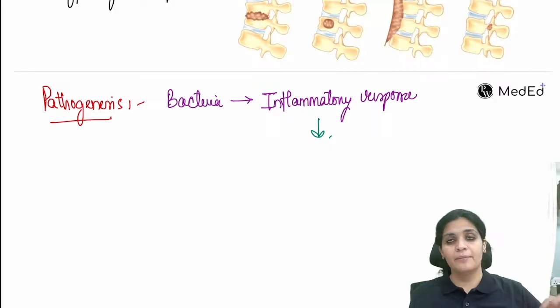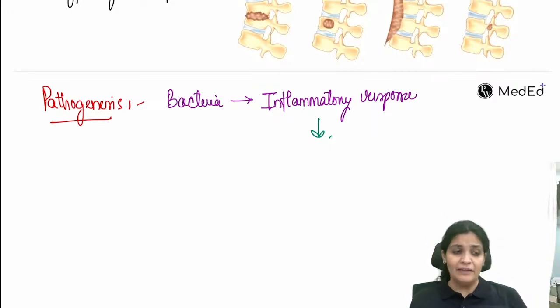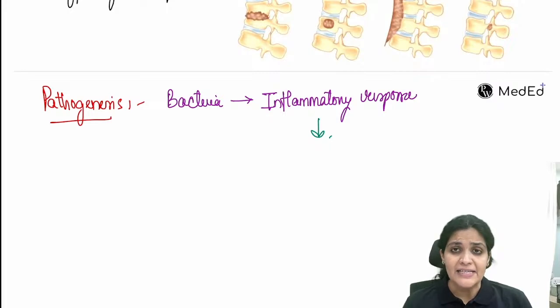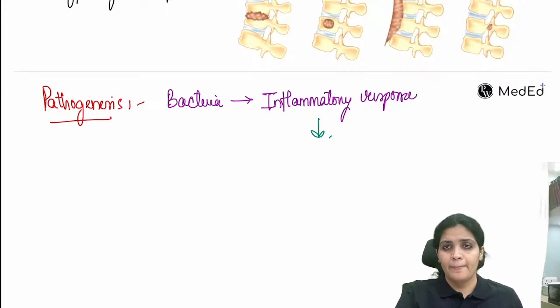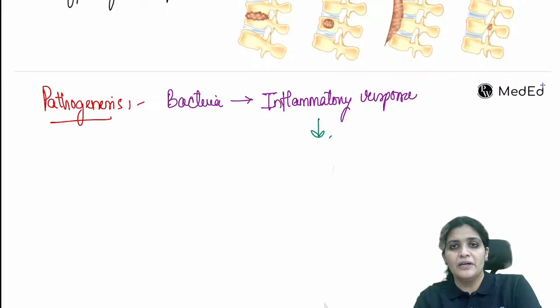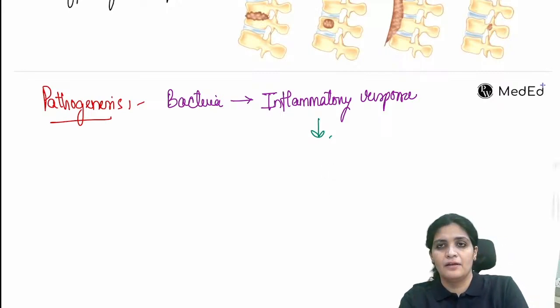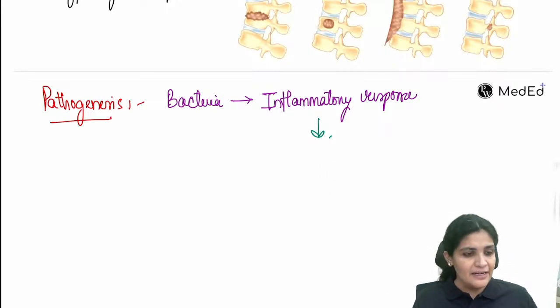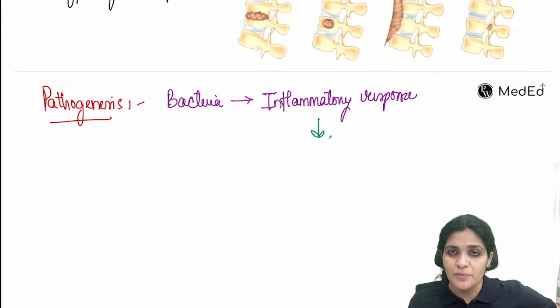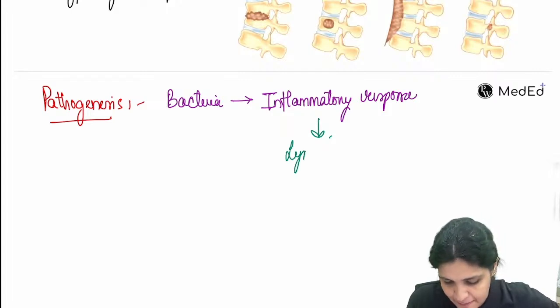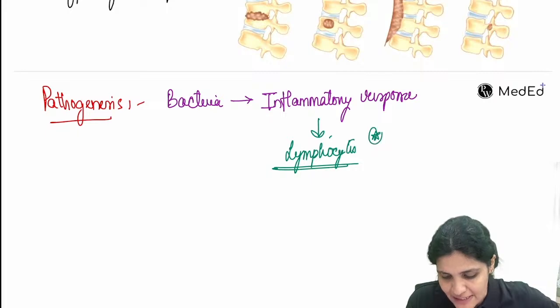Then in TB, which cells are involved? Now I want you all to answer. In tuberculosis, which cells are involved? In acute osteomyelitis, I told you it is pus, which is of neutrophil. So here, yes, specific. You have to write this in the exam. Very good. It is lymphocytes. So the lymphocytes are involved.